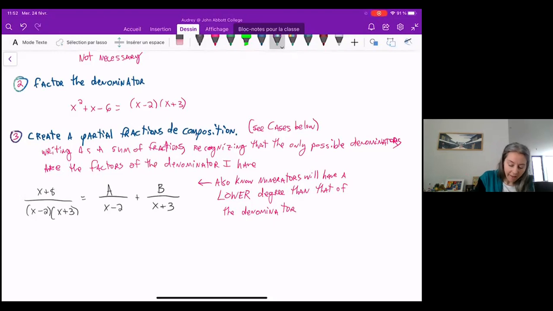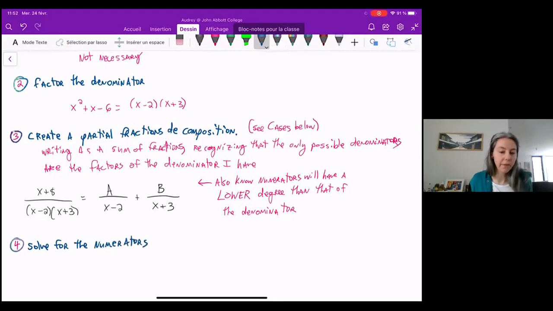And so now that I have that, my goal is going to be to solve for A and B, or in other words, I want to solve for the numerators. So here we're going to say solve for the numerators. And the way that we're going to do that, we have two different methods that we're going to learn. So we want to solve for the numerators by multiplying both sides by the original denominator.